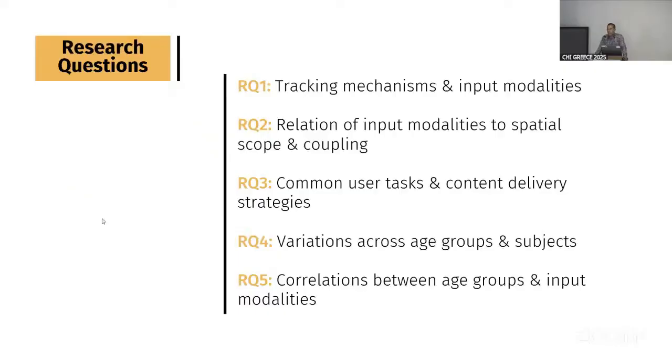So to do this, we set out 5 research questions. First, what tracking methods and input modalities are most common? Second, how do input types relate to the physical scale of the experiment, and how strongly digital content is tied to the real world? This is the so-called coupling. Third, what kinds of tasks and content delivery strategies are typically supported? Fourth, how do design choices vary across age groups and subject areas? And finally, are there correlations between learners' age and the complexity of input used? So, in simple terms, who interacts, how do they interact, and under what conditions?